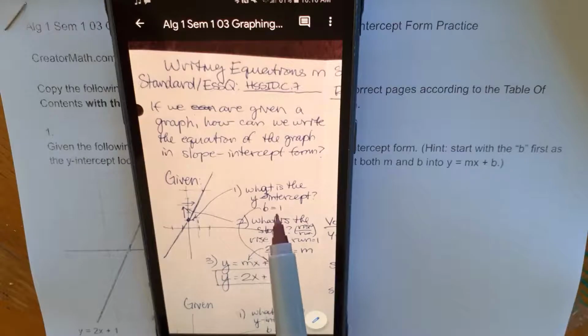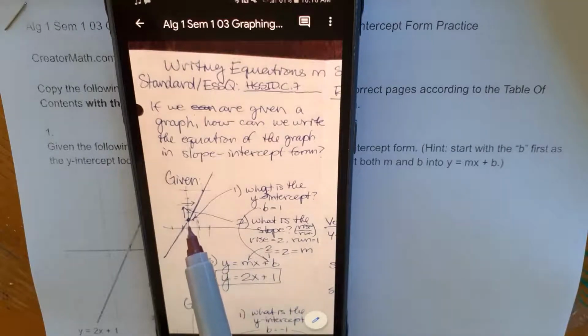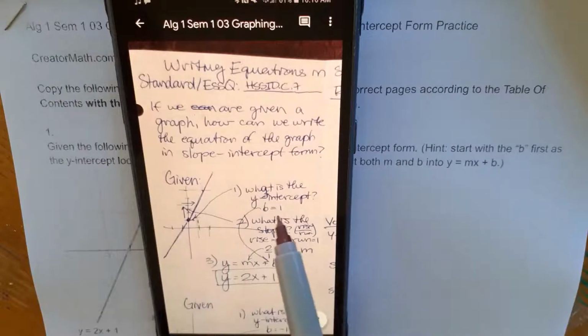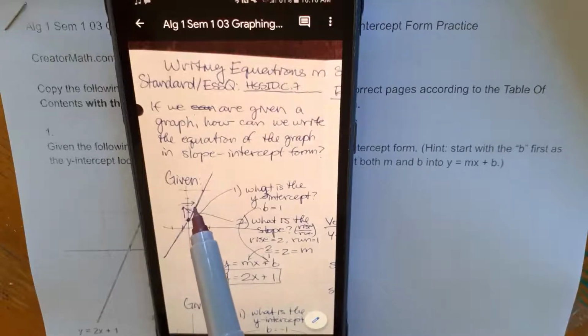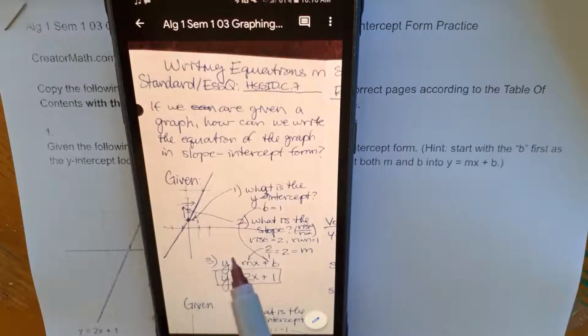B is the y-intercept. So how do you graph this thing? You go to +1, go right here. And this is going backwards. This is taking the graph and producing the equation. So here are the steps. What's the y-intercept? +1. So b equals 1. What is the slope? The slope is starting at +1, 1, 2, 3, and over 1. 3 over 1 is 3.